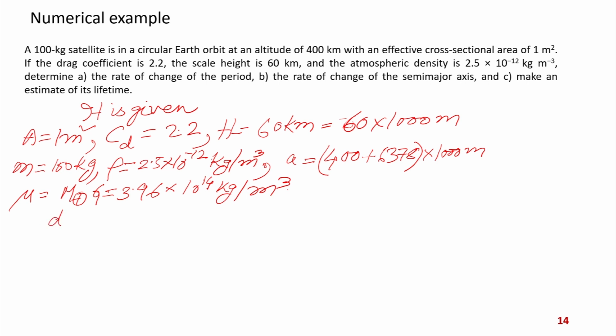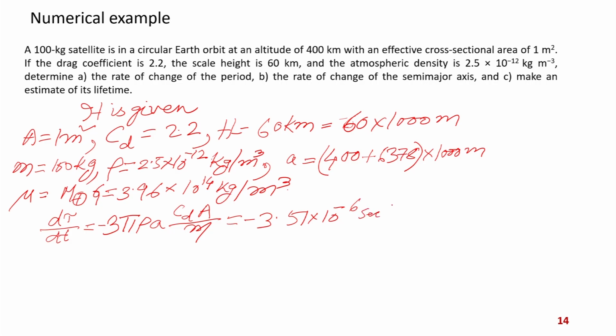So, now we are having all these inputs, now we have derived the formula for the change of the orbital period with time, d tau by dt, which is given by minus 3 pi rho a, then C d multiplied by A divided by m. So, if you substitute all these values, we can show this is equal to minus 3.51 into 10 to the power minus 6 second per second. So, why second per second? Because the period is also in time and you are calculating the change in time with respect to time.